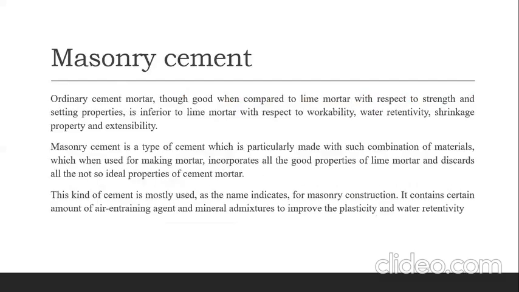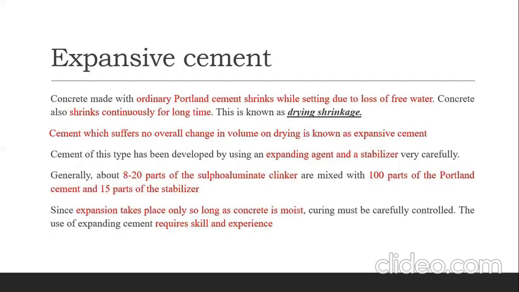Then the next one is masonry cement. Masonry cement is nothing but the conventional type of cement. The name itself says that it is used only for masonry purposes. That's it, nothing more than that. Previously lime was used for masonry purposes, but nowadays people have shifted towards cement because of its easiness and higher efficiency outputs. And the next one is expansive cements.